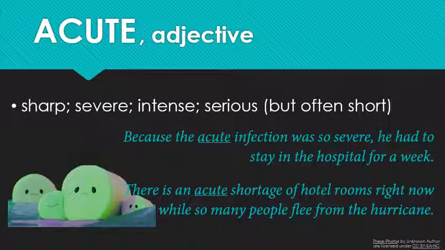This is flu season, right? A lot of people are going to their doctors. So these are two very good words to be familiar with and not confuse. Okay? Chronic, mild, but long term. Acute, intense, lots of pain, but usually short-lived, relatively. Okay? Now, it doesn't only have to do with disease. There is an acute shortage of hotels right now, while so many people flee from the hurricane, right? So it's serious, right? It's a bad thing.